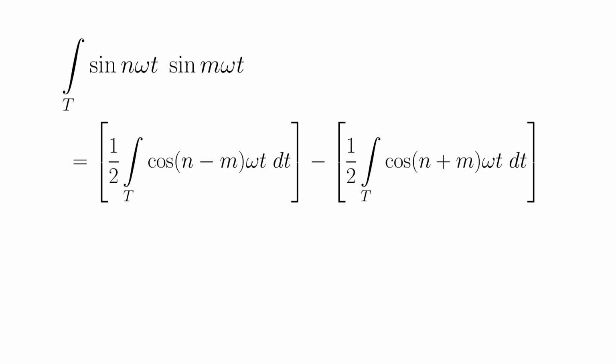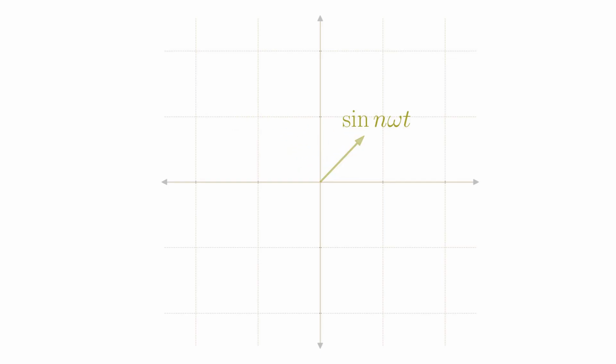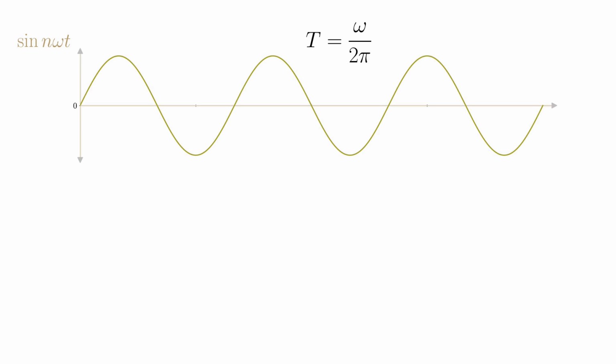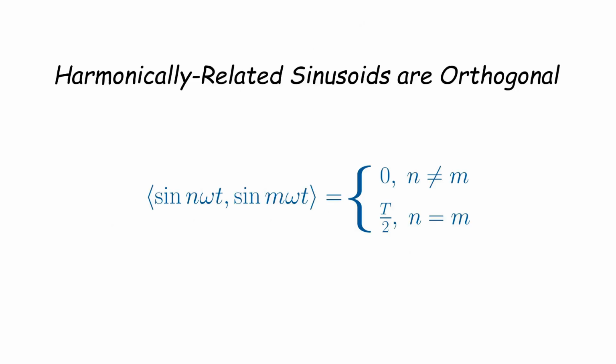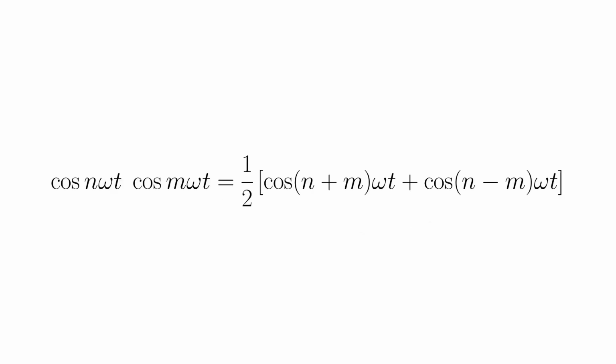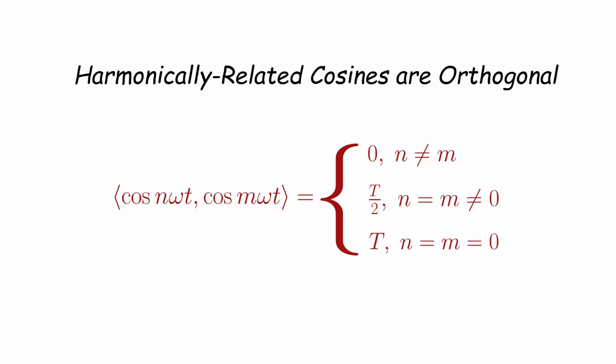Now when n and m are distinct, the integral becomes 0. So harmonically related sine waves are orthogonal to each other. What if m equals n? It's like projecting a vector onto itself. So the projection equals the length of the vector. Exactly. In the case of a sine wave, its length turns out to be this area. So this is what we have for the sine wave. Now using the trigonometric product to sum formula for cosine, we get this. So harmonically related cosines are also orthogonal to each other.